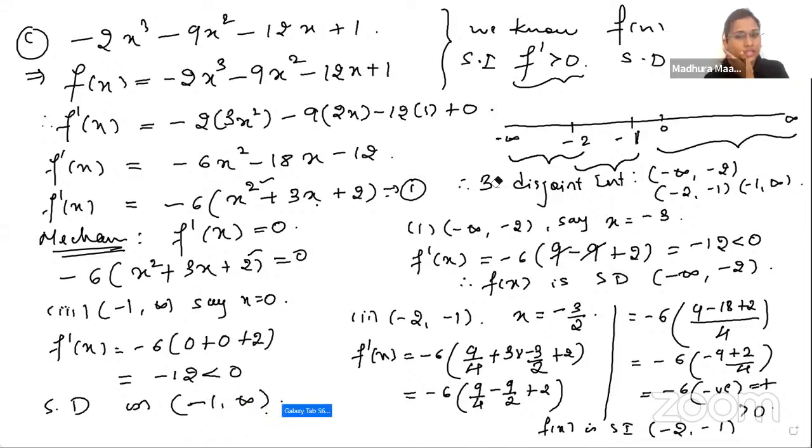So these are your 3 intervals. So what happened? From minus infinity to minus 2 it decreased. And from minus 2 to minus 1 it increased. Again, minus 1 to infinity it is decreasing. Is this clear? Yes, ma'am. Any doubts to any of the students again? No, ma'am. Is everyone understanding this mechanism? Yes, ma'am.